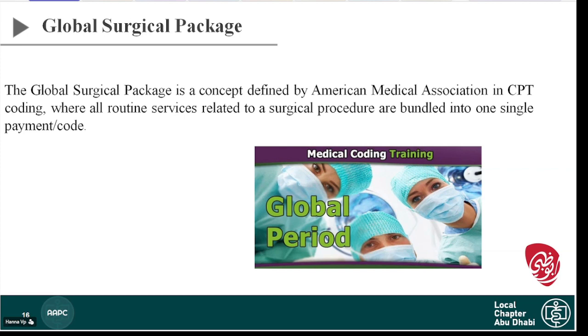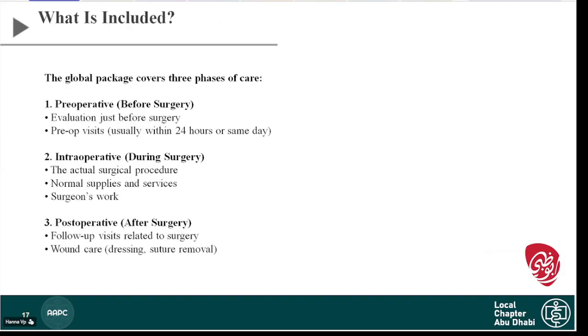So, guys, as usual, if we are paying for a surgery, in every surgery there will be a global surgical package. What does it mean? What are the packages included in every surgery that we are going to discuss? Let me show you that. What does the global surgical package cover? It covers three phases of care. First of all, pre-operative care, then intraoperative care, then post-operative care.